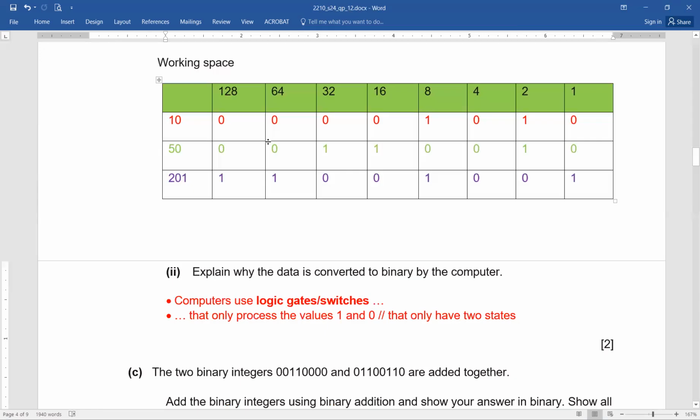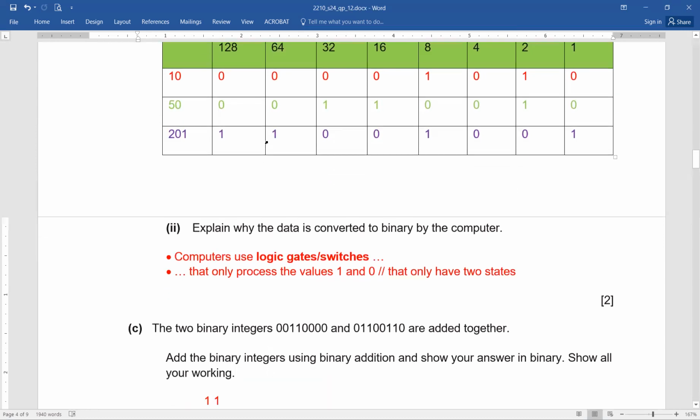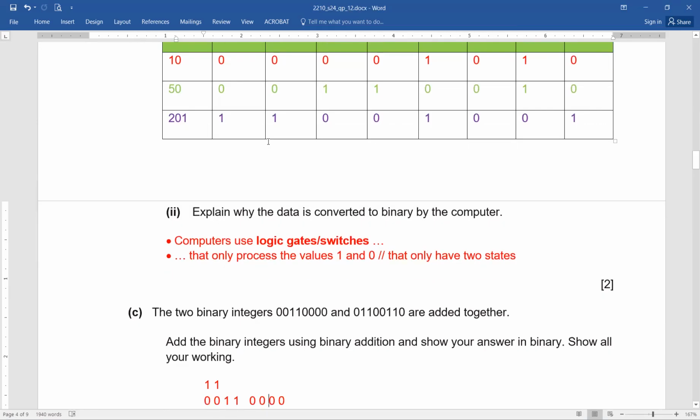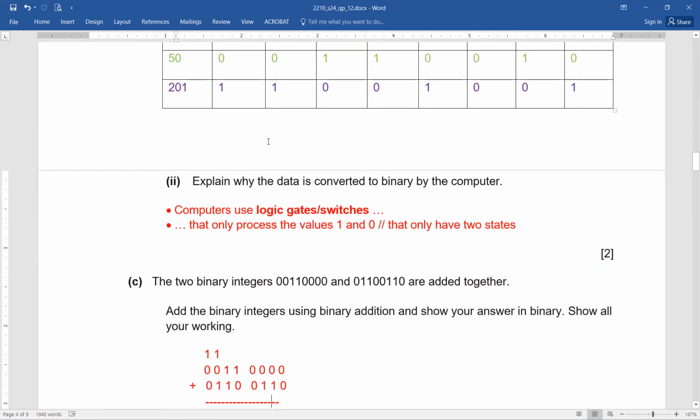Okay, part C. The 2 binary integers 0011 0000 and 0110 0110 are added together. Add the binary integers using binary addition and show your answer in binary. Show all your working. Now, for your convenience, I've just broken it into different nibbles so you can see for yourself. In this way, the calculations become a little easy. So 0011 and 4 zeros are written as the first value. And then the next value 0110 0110.